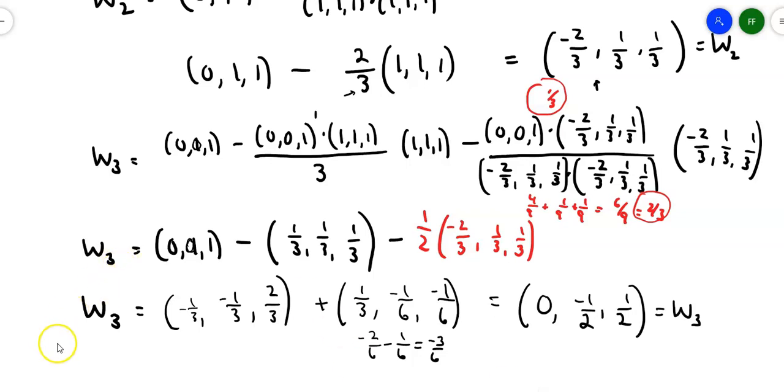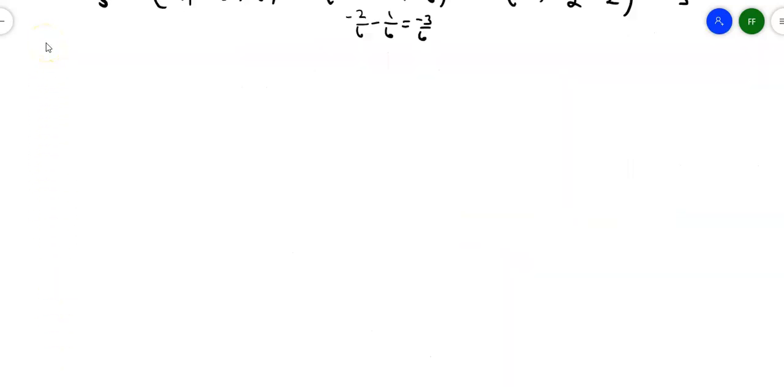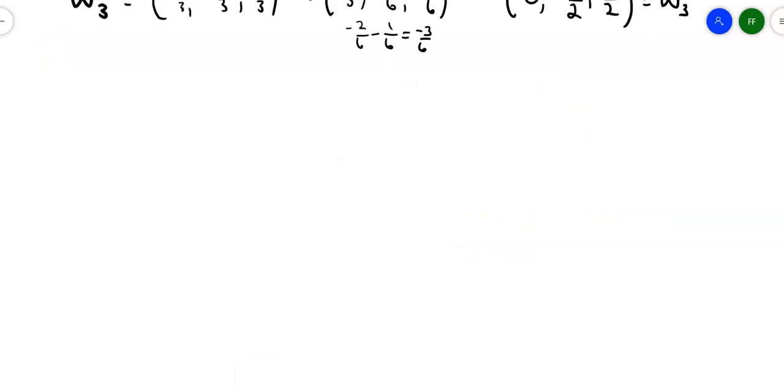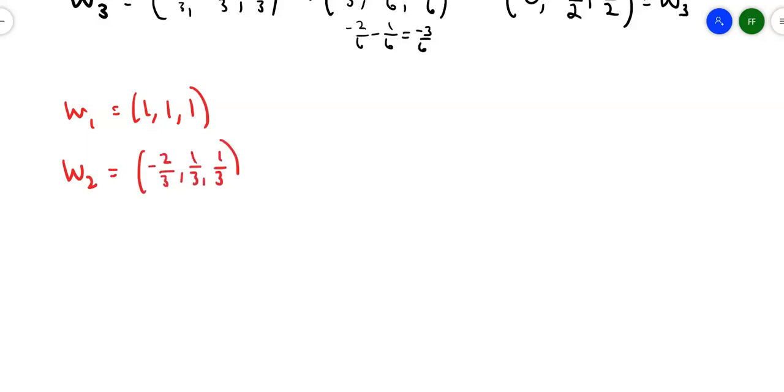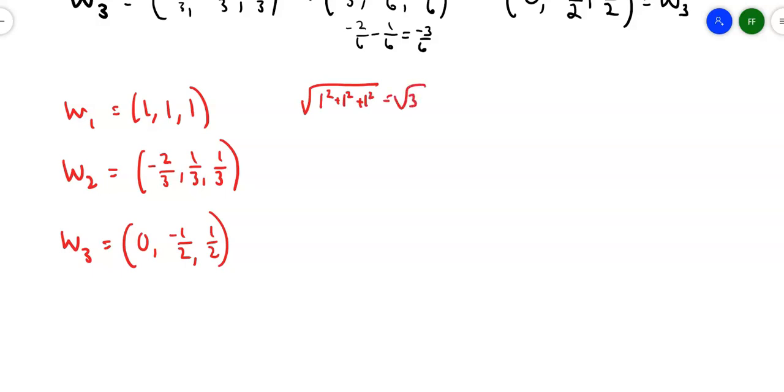Now we want to find magnitudes and create an orthonormal basis. So let's hope I wrote this down somewhere because this is scrolled way up. My W1 was what was originally given to me, which was 1, 1, 1. My W2 was negative 2/3, 1/3, 1/3. And my W3 is sitting just on the top out of sight. It's 0, negative 1/2, 1/2. I can see here that the magnitude of this vector is going to be the square root of 1 squared plus 1 squared plus 1 squared, or the square root of 3. So my first unit vector will be 1 over root 3, 1 over root 3, 1 over root 3.